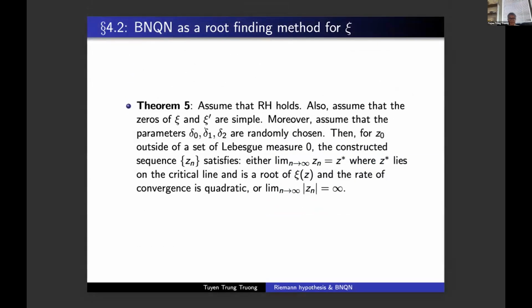And this theorem 5 shows that BNQN can be a good root finding method for zeta, if we assume that the Riemann hypothesis holds, and we assume that the zeros of zeta and zeta prime are simple, which seems to be the case from the partial results so far. And then assume the parameters are randomly chosen. If Z0 is randomly chosen, then Zn will either converge to a root of zeta or go to infinity.